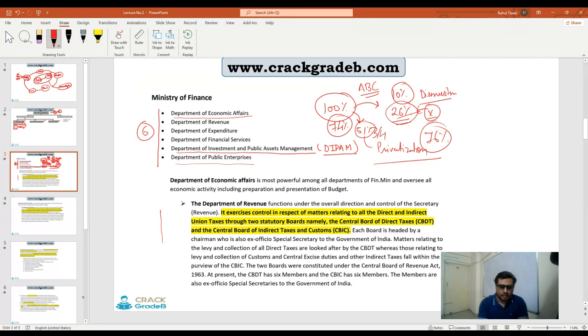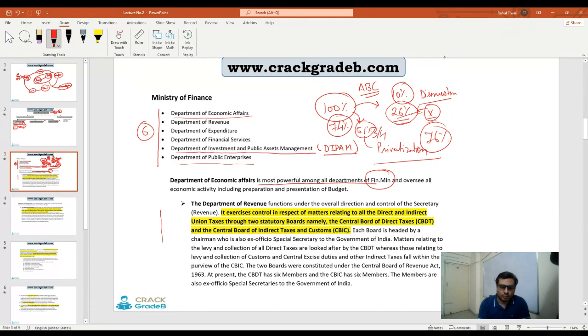I have written here: most powerful among all departments of FinMin. This term, FinMin, is many times used rather than the full form Finance Ministry or Ministry of Finance, by newspapers, good articles, and newsreaders. They use this term frequently, so you can keep this in your mind. FinMin means Ministry of Finance, very simple.